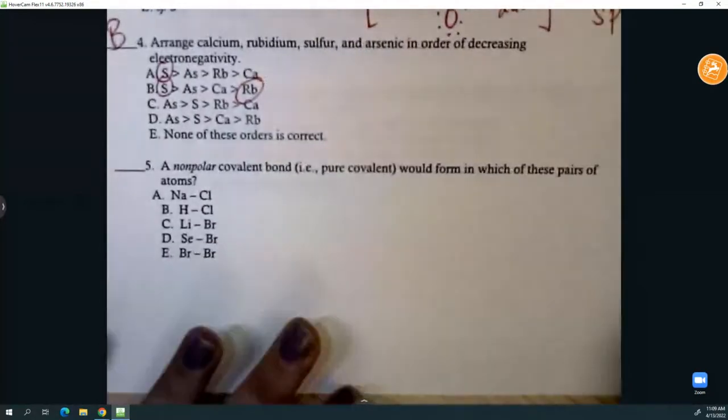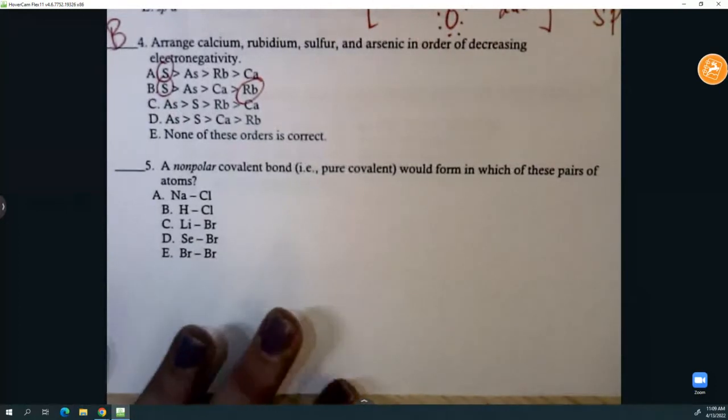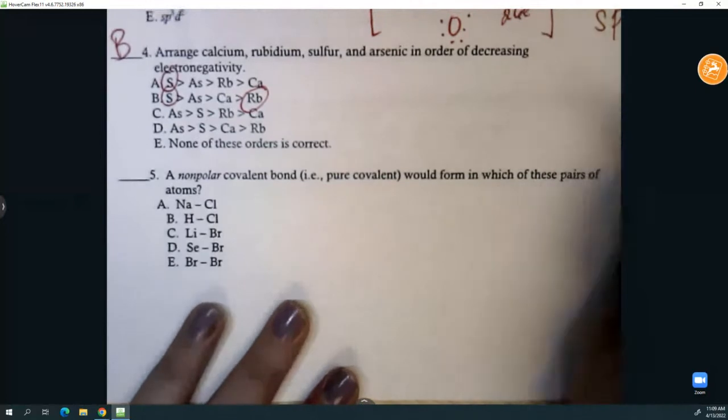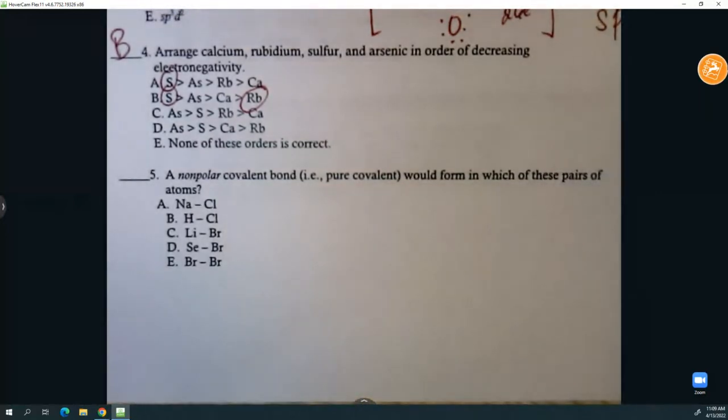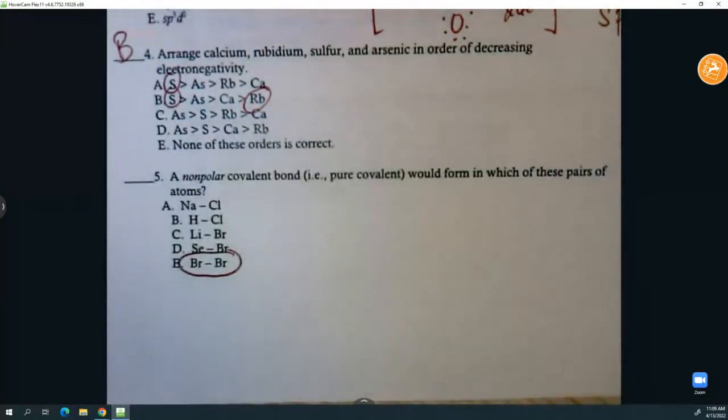All right, a nonpolar covalent bond would form in which of these pairs of atoms? Remember, a nonpolar bond is a difference in electronegativity of less than 0.4. And I don't even have to do much thinking about this. If I have two atoms that are exactly the same, then they will have an electronegativity difference of 0.